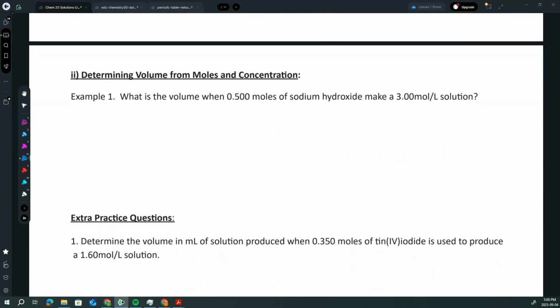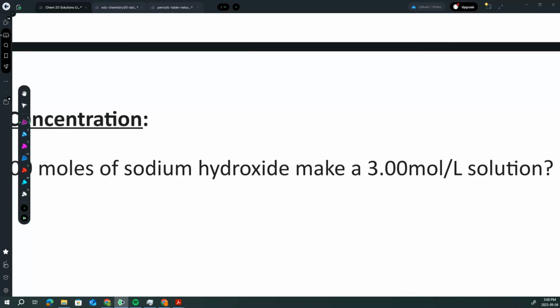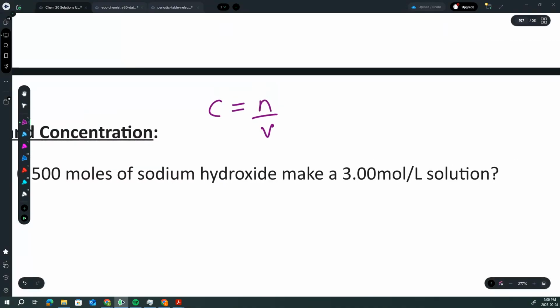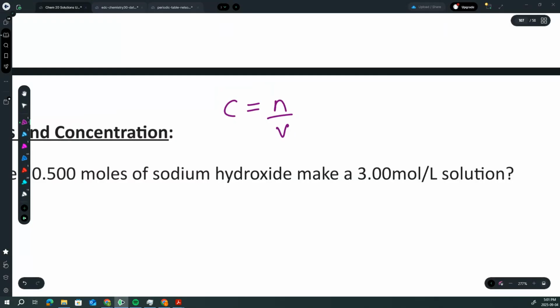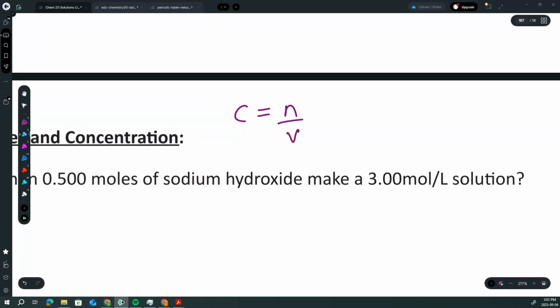All right. So in this last example, we're going to be determining volume from moles and concentration. So just up in the top corner here, let's just talk about our formula again. In these questions, we're going to be asked to find volume. So that means we're going to want to get volume by itself.